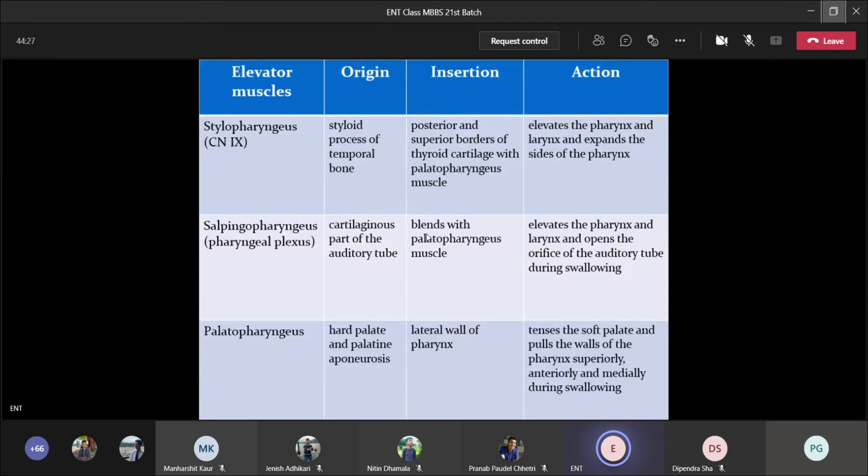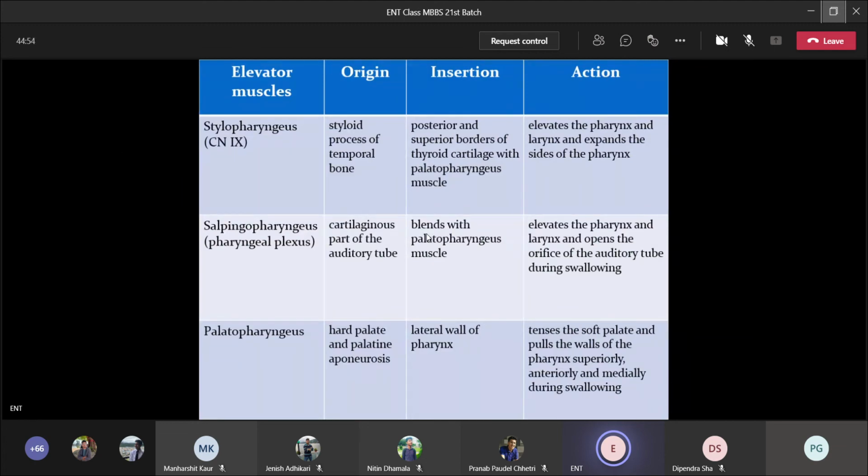Then another elevator muscle is the salpingopharyngeus, which is also supplied by the pharyngeal plexus. And the origin of this muscle is the cartilaginous part of the auditory tube, blending with the palatopharyngeus muscle, and it elevates the pharynx and larynx and opens the orifice of the auditory tube during swallowing.